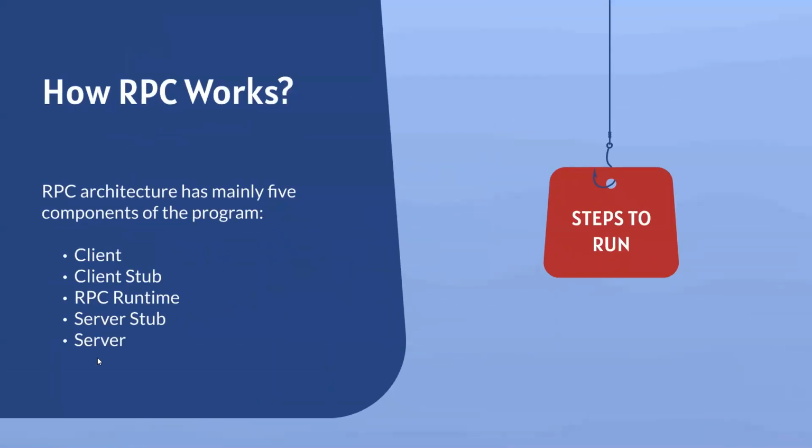Now we'll see how an RPC works. So RPC architecture has mainly 5 components: client, client stub, RPC runtime, server stub, and server. Now we'll look at the steps to run.